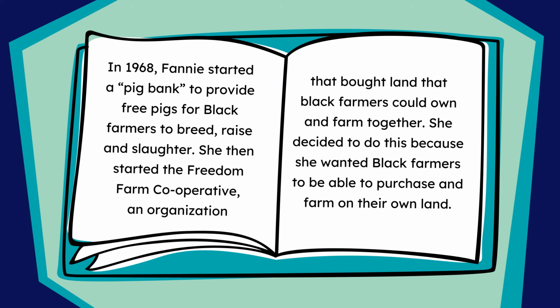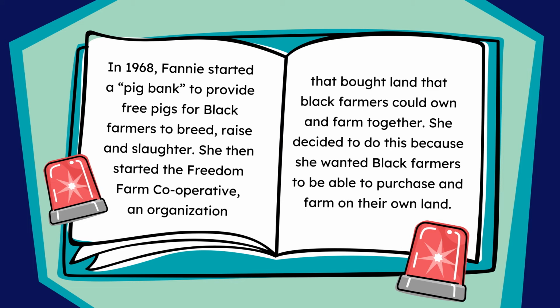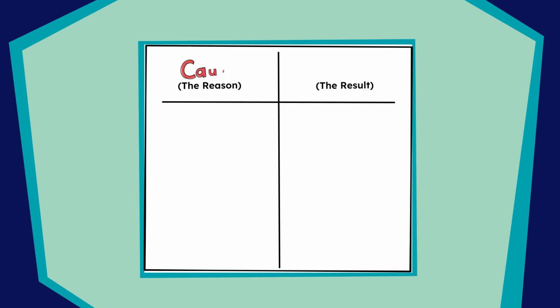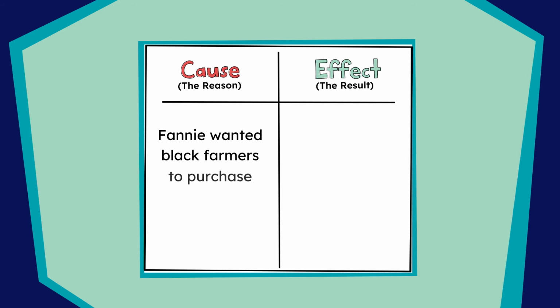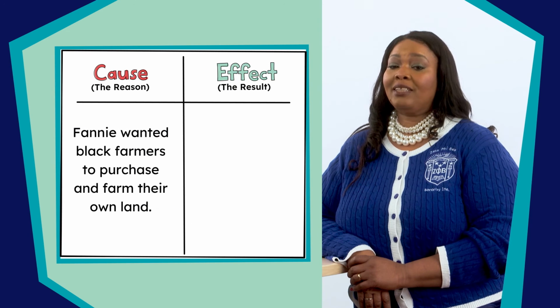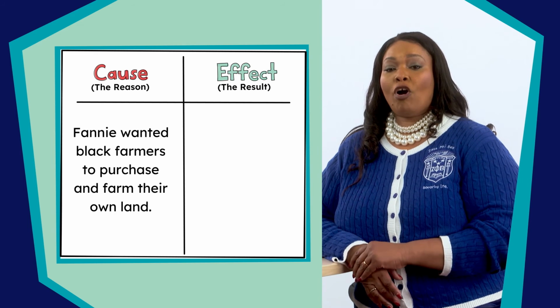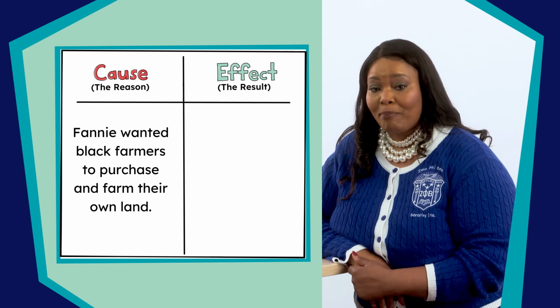I heard "stop." What signal word did you see? That's right, because. Because is one of our signal words. So does because signal a cause or an effect? Yes, a cause. Fannie Lou Hamer wanted Black farmers to purchase and farm their own land. This is the cause. Let's add this in our chart. But wait, we're missing the effect. Because Fannie Lou Hamer wanted Black farmers to purchase and farm their own land, what happened?